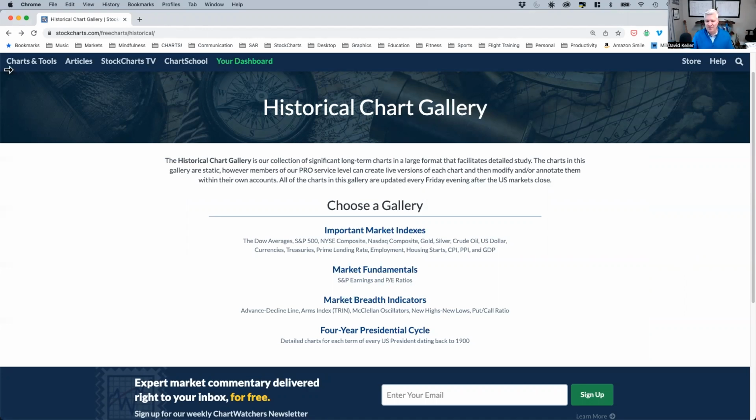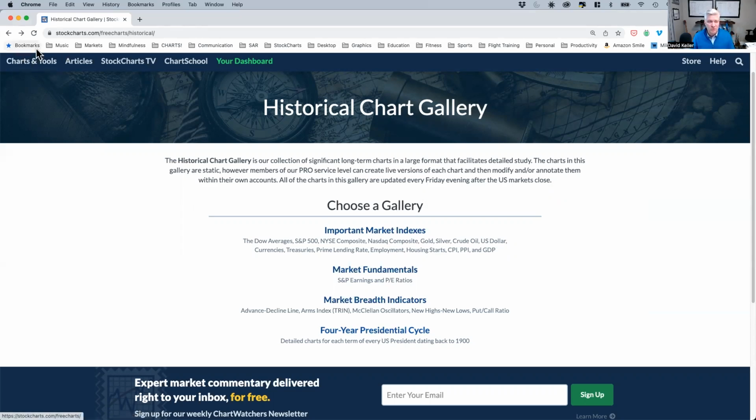The other 2 pieces on here are market breadth indicators with some good deep history, thinking about market breadth conditions during previous bull and bear cycles, and the presidential cycle, showing you how the markets have traded over different 4-year periods. Really interesting right now as we get to the midterm elections and think about what a midterm election year traditionally looks like. So all of those charts are available to all of our users on the historical chart gallery.